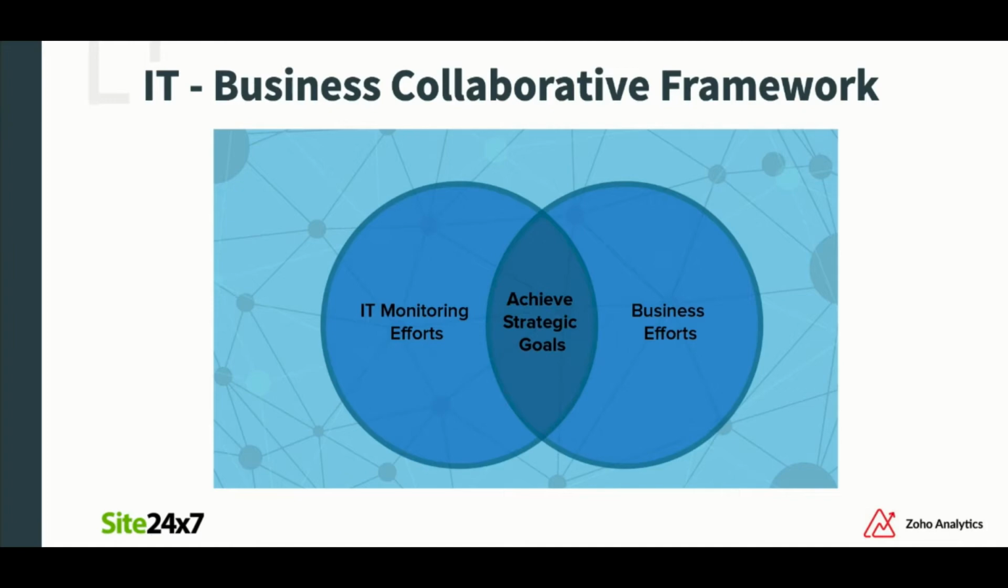Amidst the pandemic, organizations are heavily augmenting technology to keep their operations alive. That can further expand the IT monitoring efforts bubble, which will in turn alter the area that defines the strategic goal. This might cause an imbalance to the entire ecosystem. Hence, it is important to align your IT efforts with your set business goals.